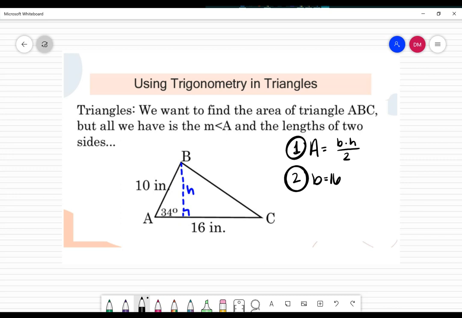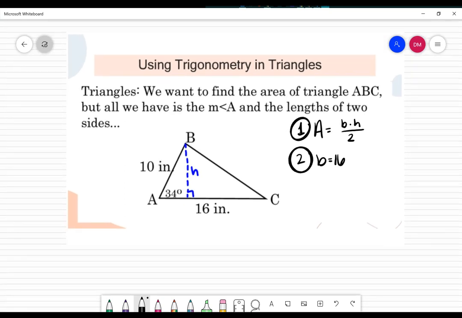So my base, I'm going to use the entire length of AC as the base of 16 there. And as you see, I drew in the height that I need right here. So I don't know the height of this triangle that is perpendicular to that base of 16, but I need it. So if I need that height, I notice I have my 34-degree angle right here. And that height would be the side opposite my 34-degree angle.